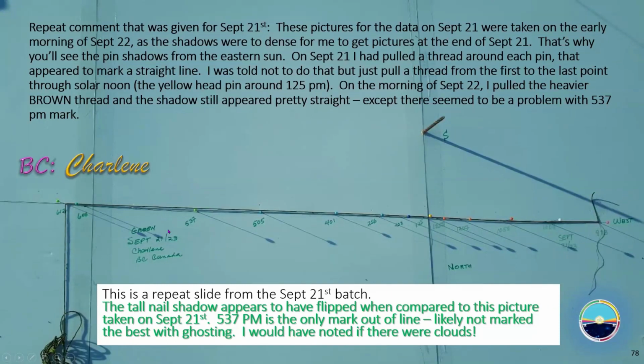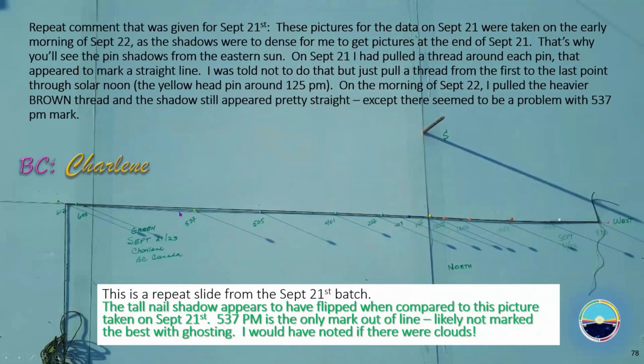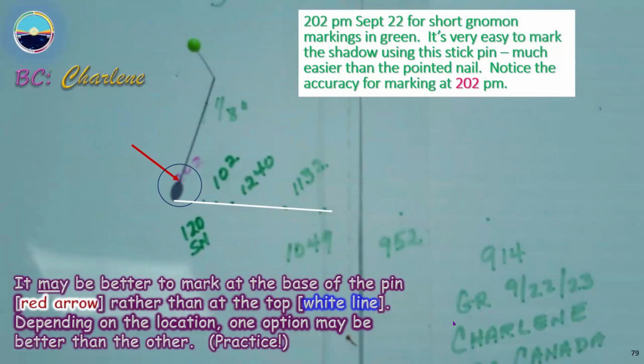Okay. It seemed like I had a problem with this 537 mark. I might have a close-up of that. No, maybe I don't. It seemed like there was a problem with this 537 mark. I might not have been careful on my marking, but that seemed to be a problem. And I just couldn't do much more because my nail was ghosting out too much. I just want to do a close-up.